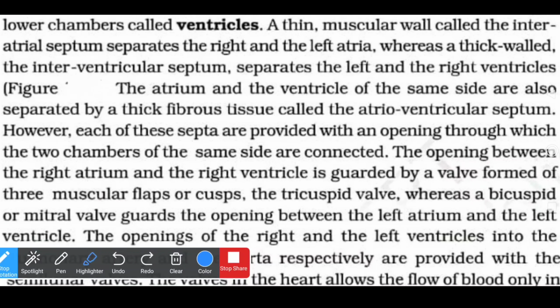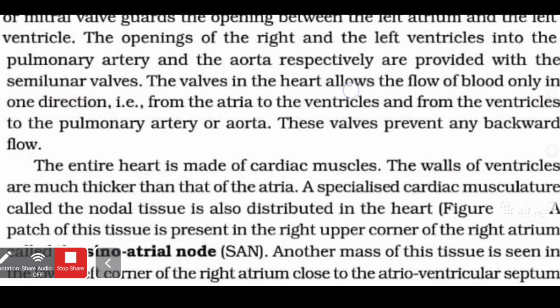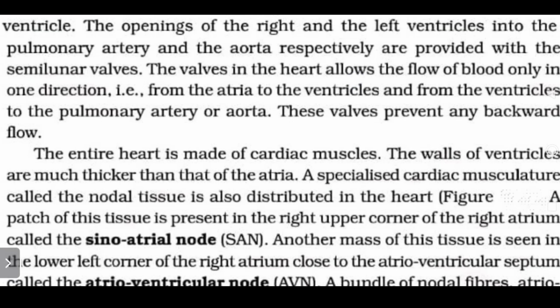And do remember one thing, that in case of the right atrium and the right ventricle, the tricuspid valve is present, whereas the bicuspid or mitral valve is present in between the left atrium and the left ventricle. There is a trick which I used to follow when I was preparing for competitive exams: right try. So ultimately, in between the right atrium and the right ventricle, the tricuspid valve is present, whereas between the left atrium and the left ventricle, the bicuspid or mitral valve is present.